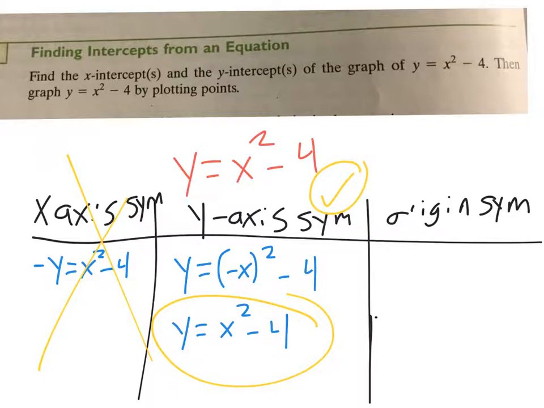And then lastly, we will check for symmetry with respect to the origin. For the origin, we change both the x and the y. So that would say negative y is equal to negative x, squared, minus 4. Again, I can simplify negative x squared, which is positive x squared, minus 4. Then I bring down the negative y equals that. Now, is this statement the same as my original?